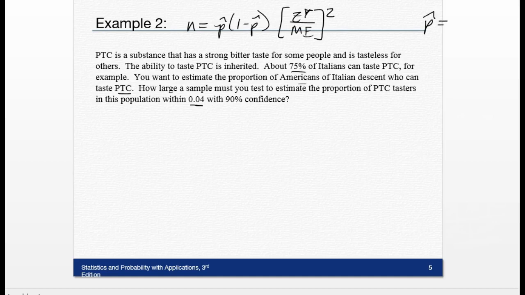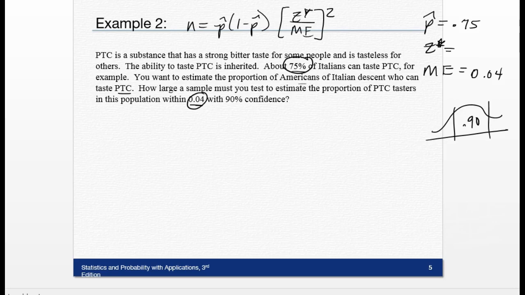All right, so you've got to think through some things. What's my p hat in this problem? Well, that's the 75%, so it's 0.75. Okay, z star, we need to figure that out. The margin of error, what is the margin of error they want us to have? Within 4% or 0.04. All right, 90% confidence. Okay, remember our curve that we drew? We said 90% is the middle 90%, leaving 10% in the tails. So 5% is on the right, 5% is on the left. If we do inverse norm 0.05, we get 1.645 for our z star.